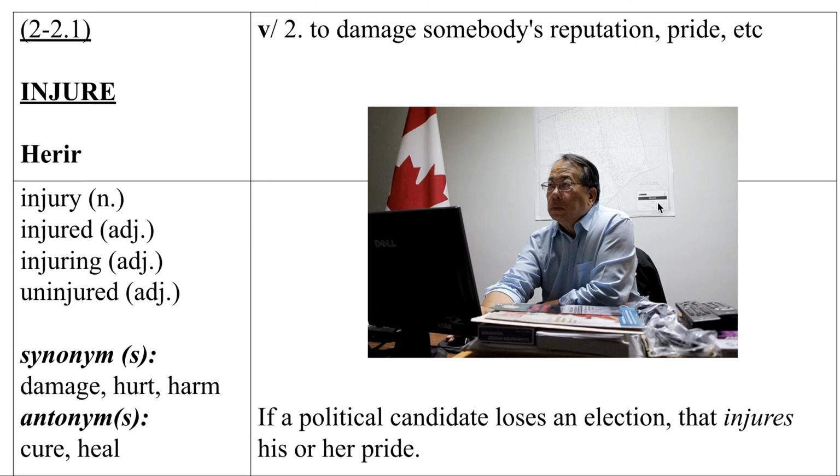Pride is su orgullo, right? And this is a picture of a candidate who actually lost an election in Canada, and he looks, as you can see, like his pride is hurt. He's emotionally hurt. Su orgullo, because he thought he would win, but he didn't win. And those are the definitions for injure.